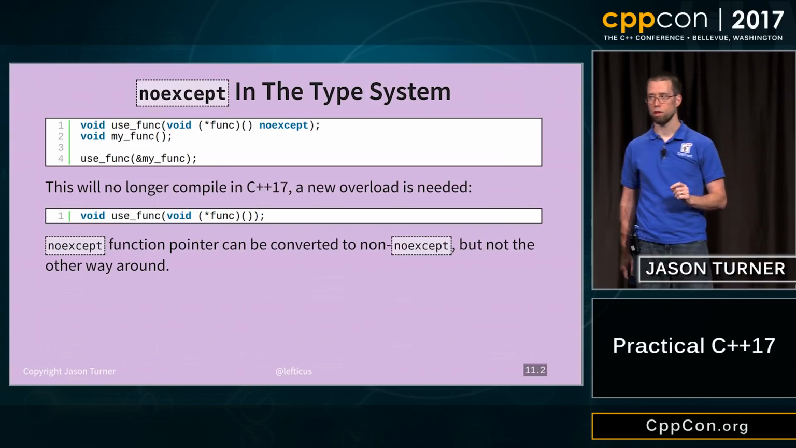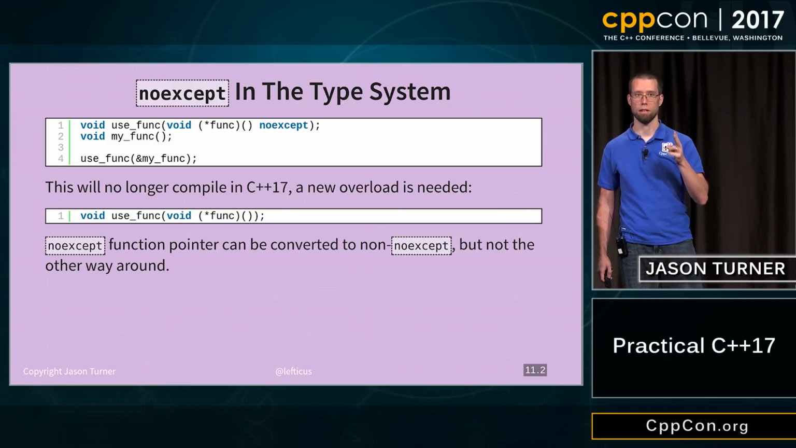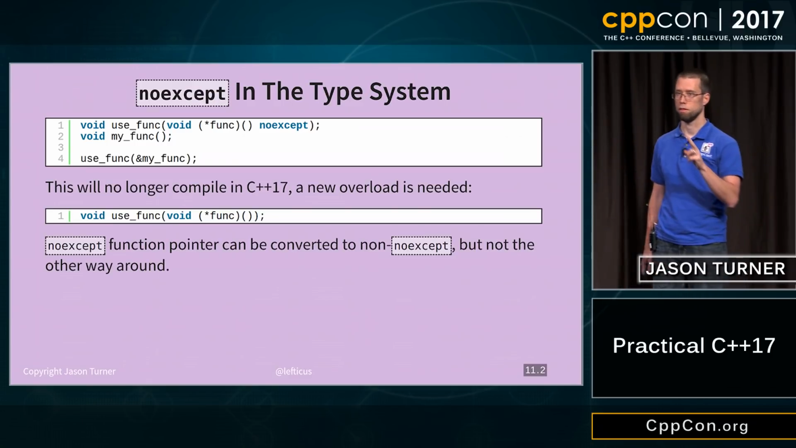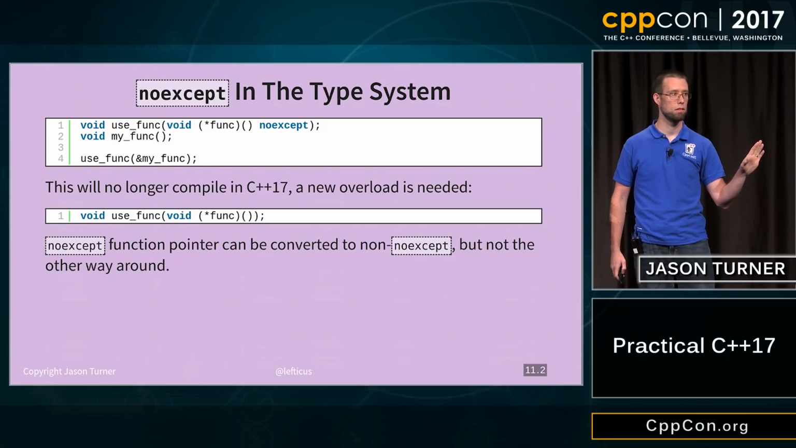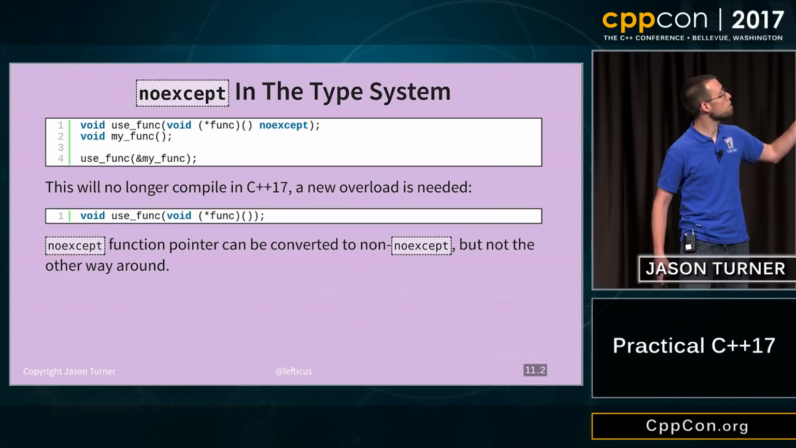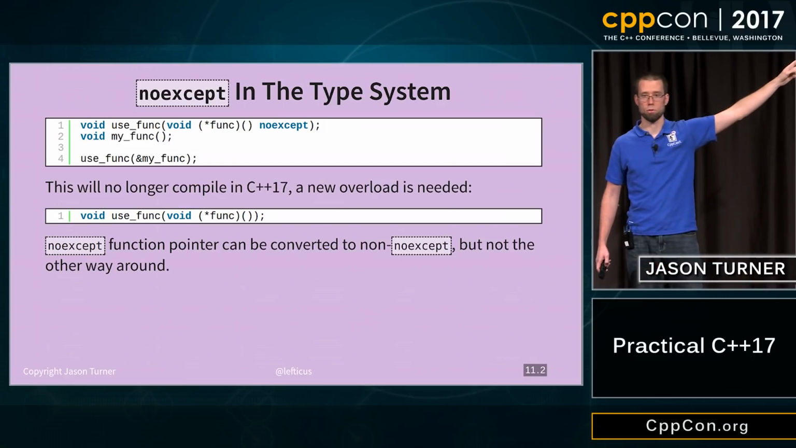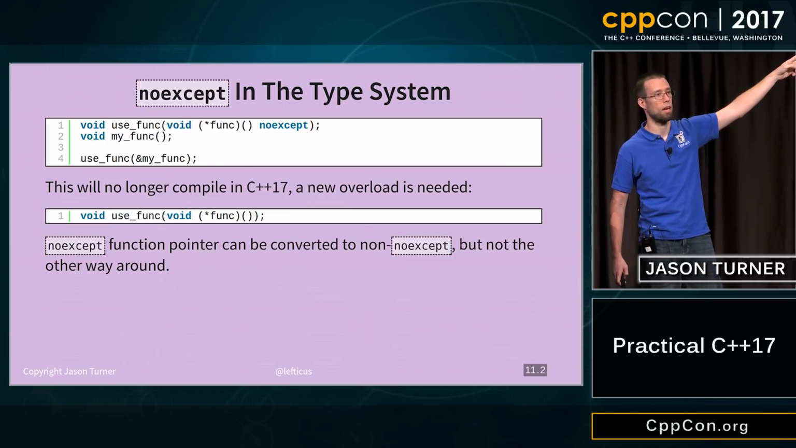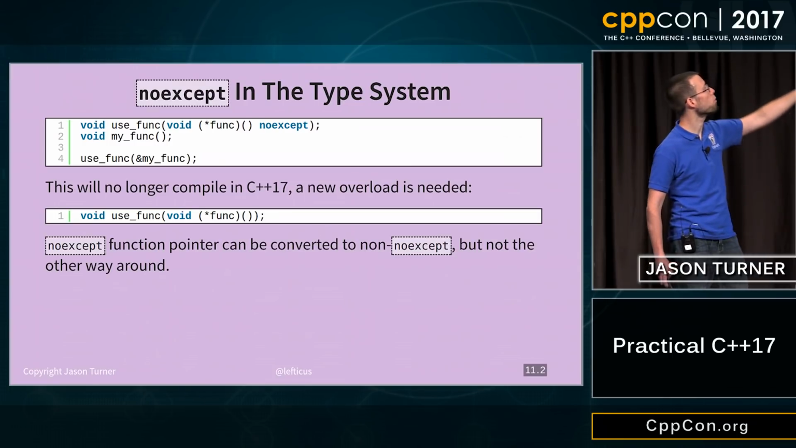In C++14, this can compile because it isn't making a determination as to whether or not the function pointer is noexcept. Is everyone at least okay with this? Do you have any questions? So in C++17, you have to add an extra overload if you're doing things with function pointers here and you want to do it in a generic way, things that can take noexcept or not noexcept function pointers.